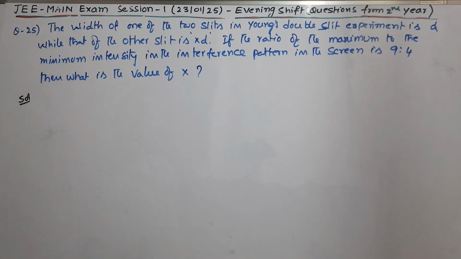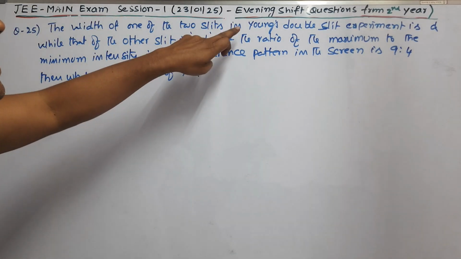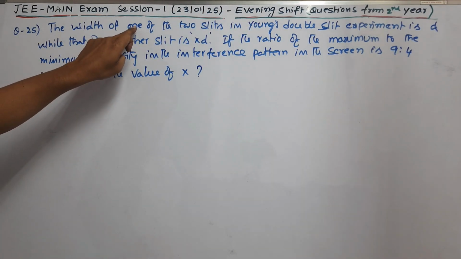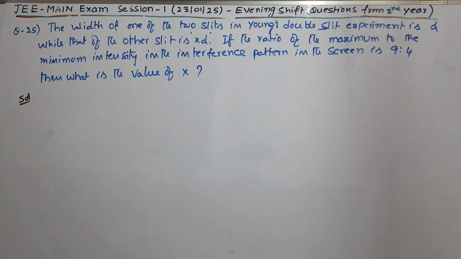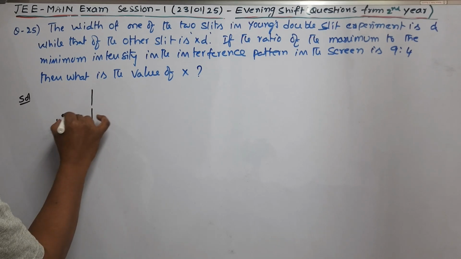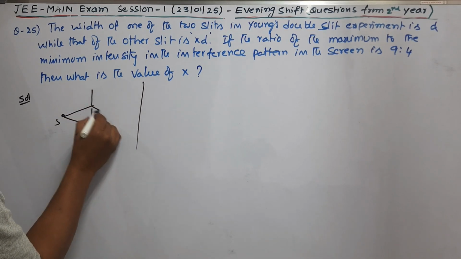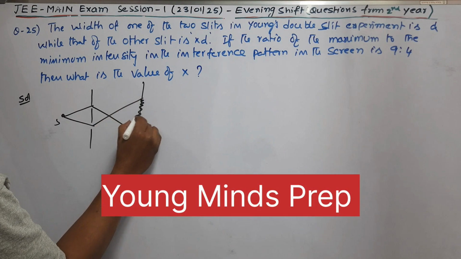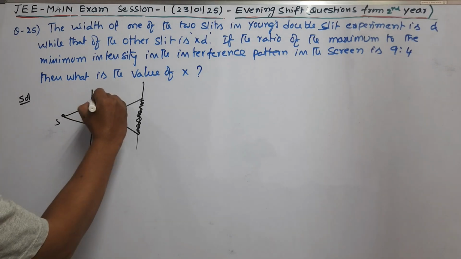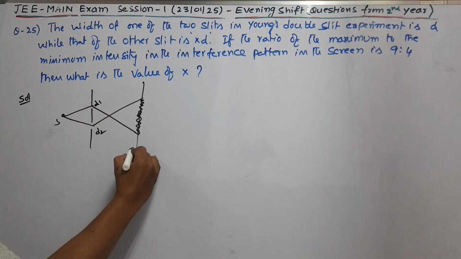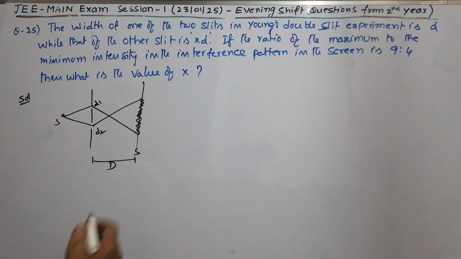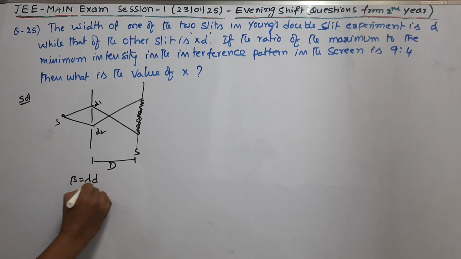The 25th and last question in this evening shift of 23rd January 2025 mains examination: the width of one of the two slits in Young's double slit experiment. In Young's double slit experiment, a fringe pattern, that means alternate bright and dark fringes, is formed on the screen. The distance between the screen and the slits is capital D. So what is the fringe width? Beta is equal to lambda D by d.